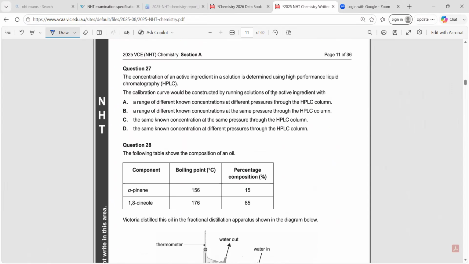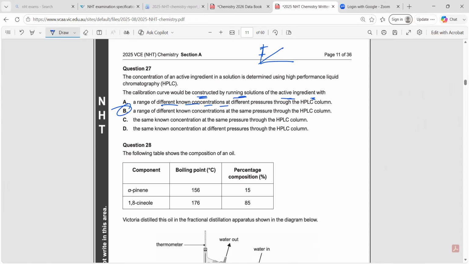Calibration curve would be constructed by running solutions of the active ingredient. Okay, so here what you want to do is make sure that all other factors remain the same. They're changing 2 things here, concentration and pressure. You want to keep the pressure the same. In order to create the calibration curve so that we can refer back to it, we want to arrange different known concentrations, but at the same pressure.